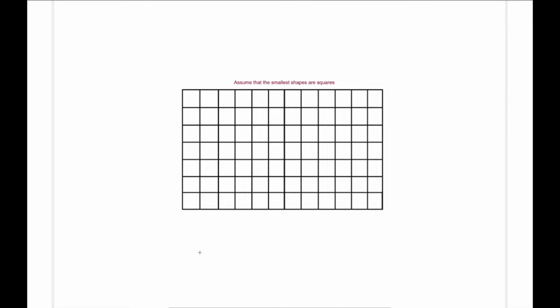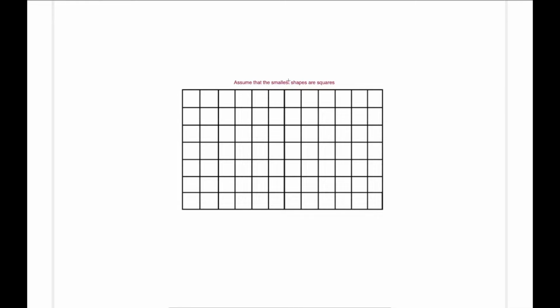Welcome to MathCabin.com. In the previous video, we found the total number of squares, tilted and upright, in a square. How about when we have a rectangle, when the number of rows is not equal to the number of columns? How do we find the total number of tilted and upright squares in this figure?